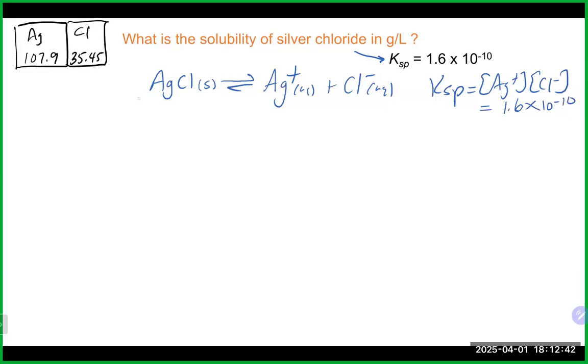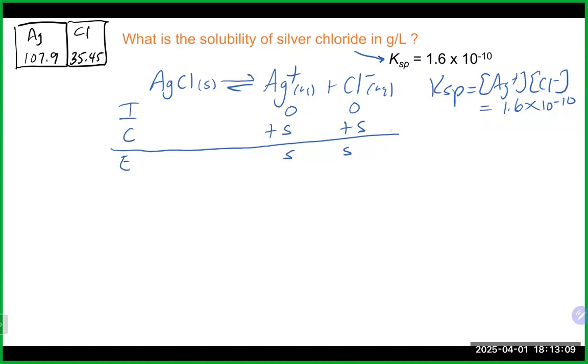Here we have really nothing given to us other than the Ksp, which you might also have to look up in a table. So we will draw an ICE table here. Initial is 0 and 0. The change is going to be plus S and plus S, the same way as we would do X's. At equilibrium, we would have S and S in this case. Again, the S is the molar solubility. Any questions on that so far?